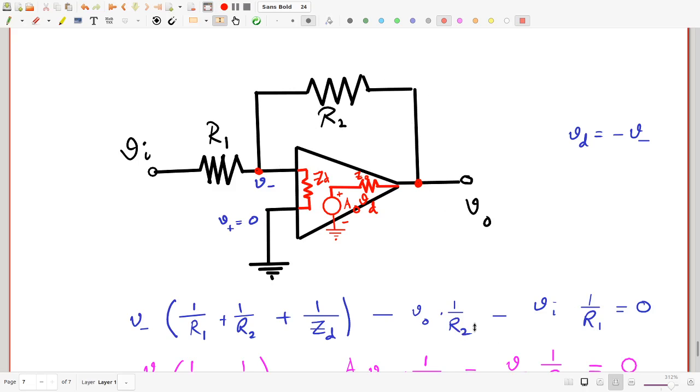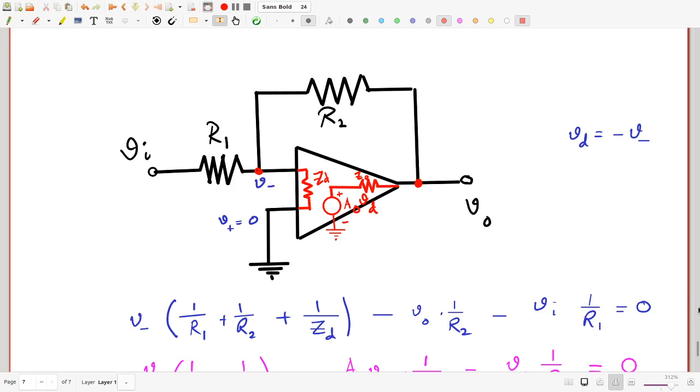So minus Vo by R2. Similarly minus Vi by R1. Of course there should also be this voltage V plus, minus V plus by Zd, but V plus is 0, so you just don't have a term for that. This is just the standard Norton's method, or simply KCL applied to this node.